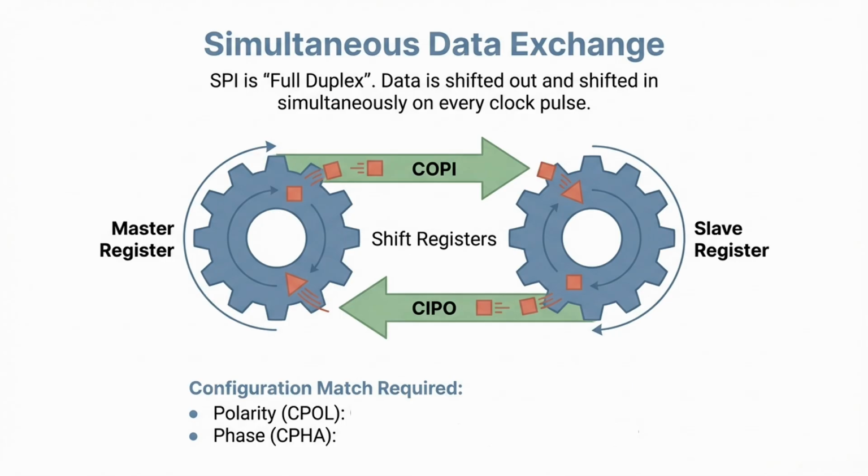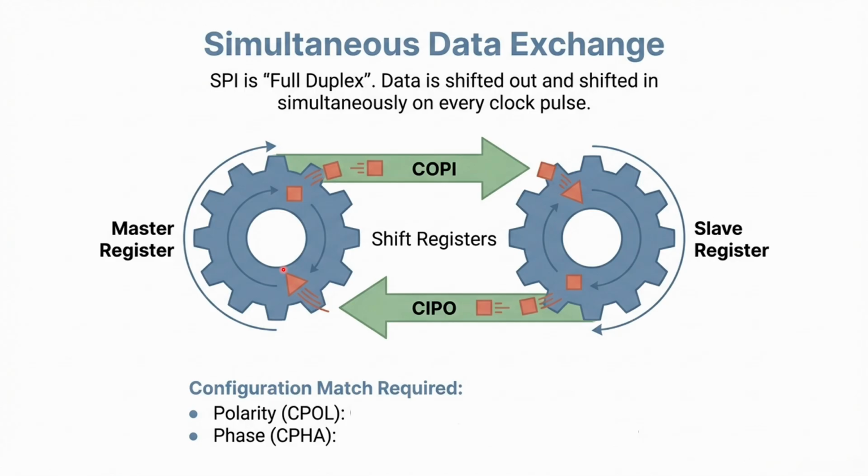Now, this is where the SPI gets truly unique. While UART and I2C are mostly half duplex, meaning it's like a walkie-talkie where you have to wait for one person to finish before the other can speak, SPI is full duplex. This means data is being sent and received at the exact same moment on every single clock pulse. Look at the image on the slide. It uses gears to represent the internal shift register of the chips.